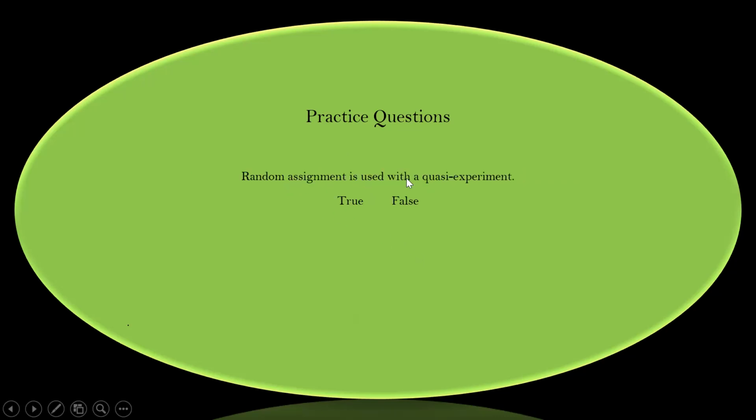Random assignment is used with a quasi-experiment. This is false. The only time we use random assignment is with a true experiment. So the reason it's not quite a true experiment is because random assignment was not used. And because random assignment was not used, there may be some pre-existing differences between or among the groups that we have to watch out for. Manipulation is used with a quasi-experiment. That is true. It's just like an experiment, except random assignment is not used.